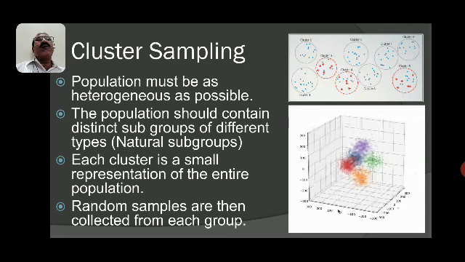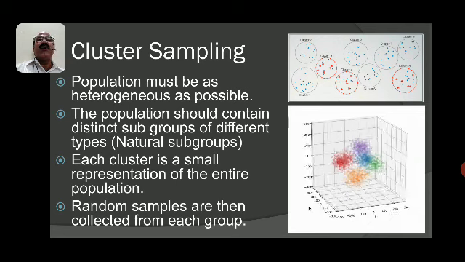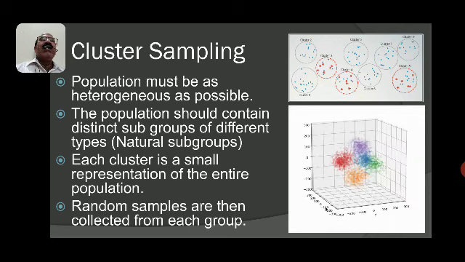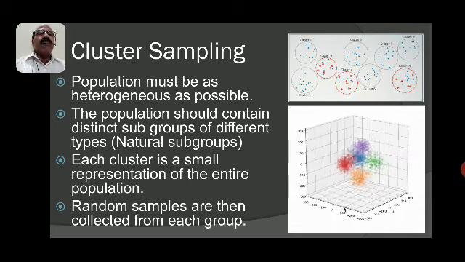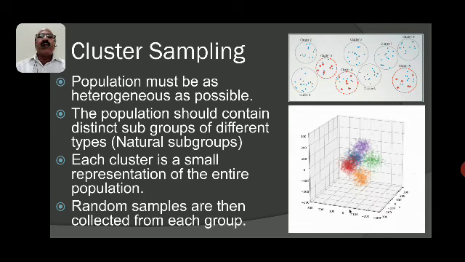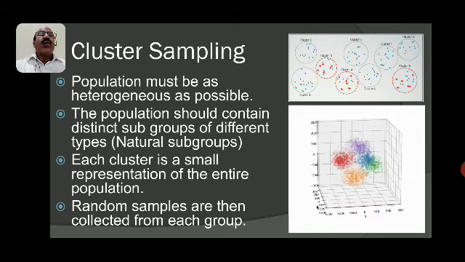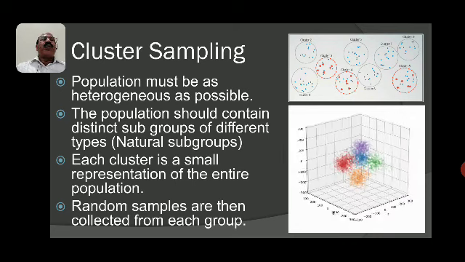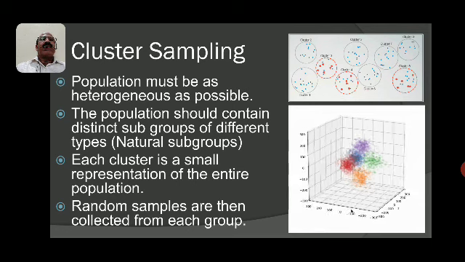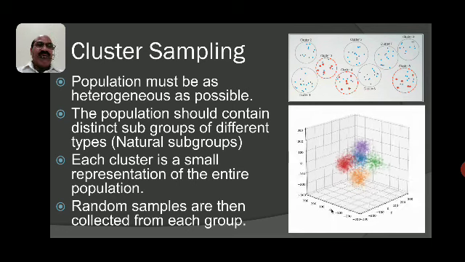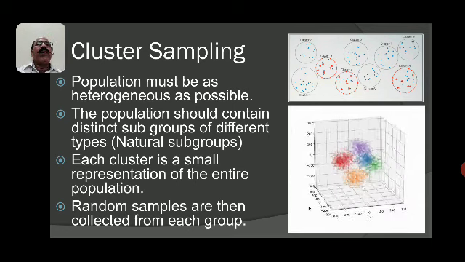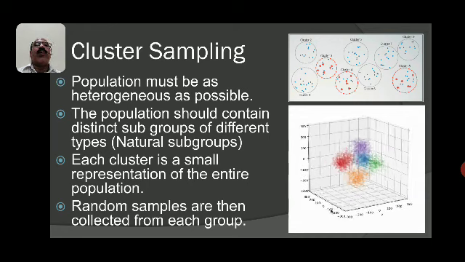Each cluster is a small representation of the entire population. Even if they have variations in their characteristics, they represent the entire population. Random samples are then collected from each group to make it probability sampling.